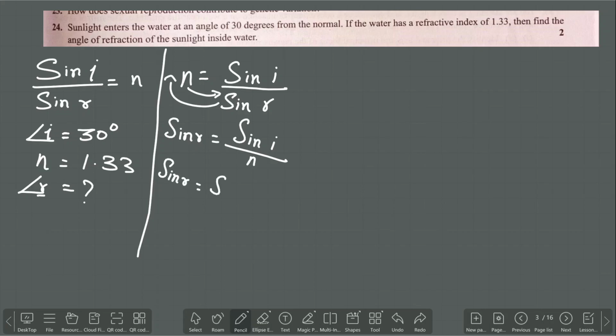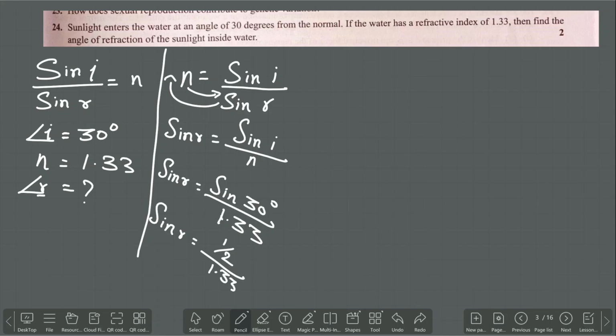what? Sin, what is the value of i over here? 30, by, what is the value of n? 1.33. What is the value of sin 30? 1 by 2. The whole divided by 1.33.